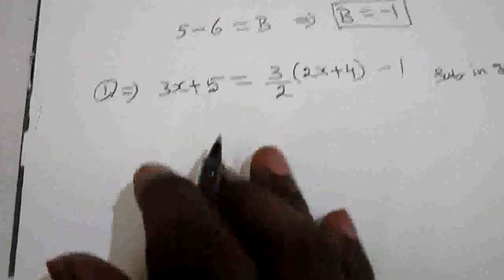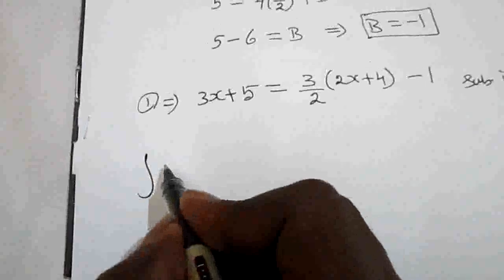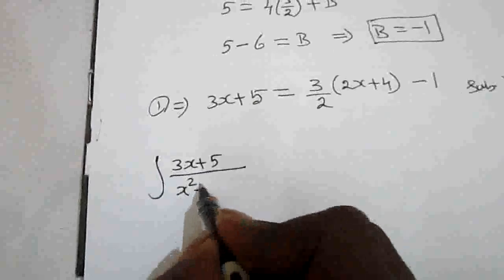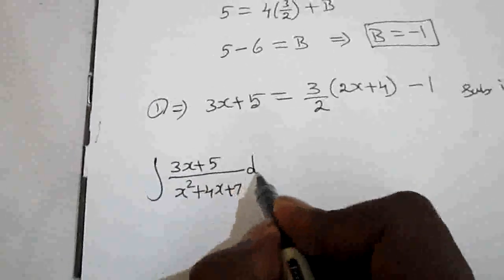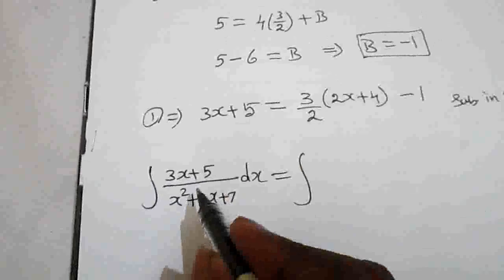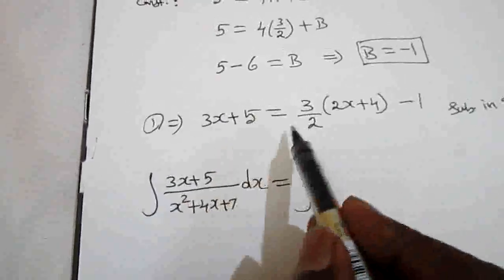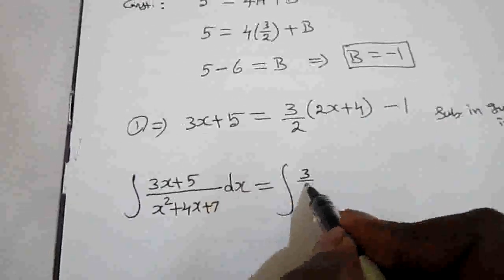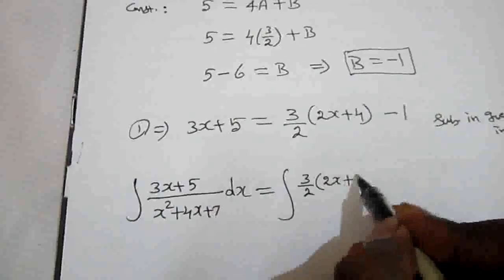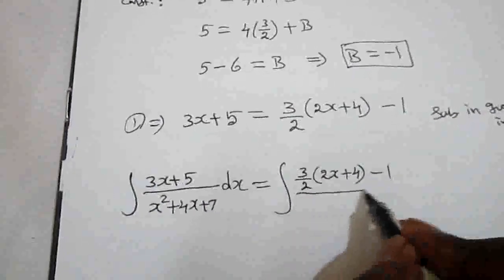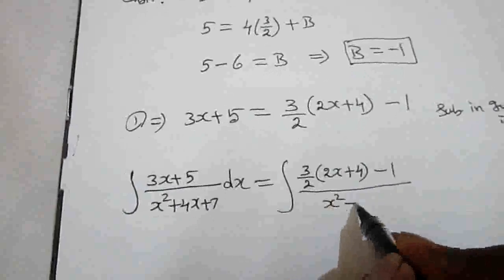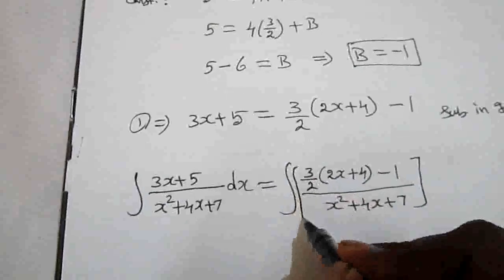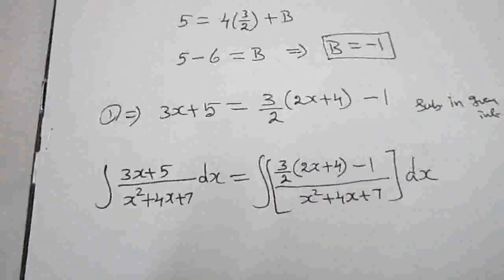The given integral is the integral of (3x + 5) / (x² + 4x + 7) dx, equal to. In the given integral, I am going to substitute the numerator terms. Instead of the numerator term, I am going to substitute this. So the integral of [3/2 (2x + 4) minus 1] divided by (x² + 4x + 7) dx. So next I want to simplify this.